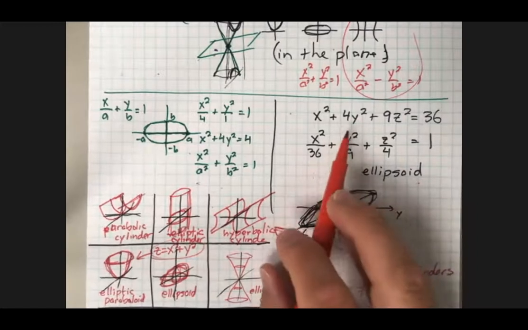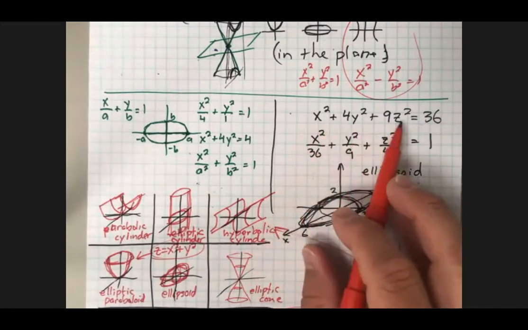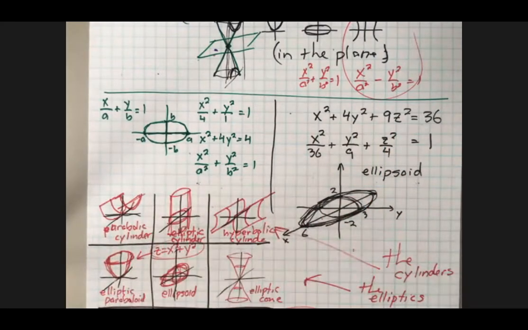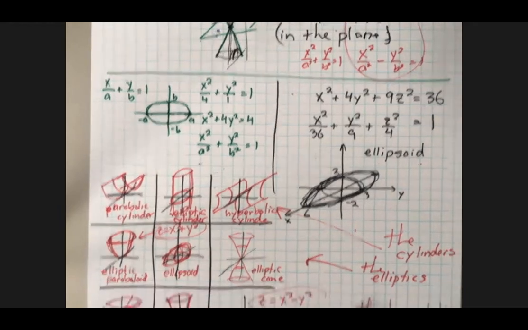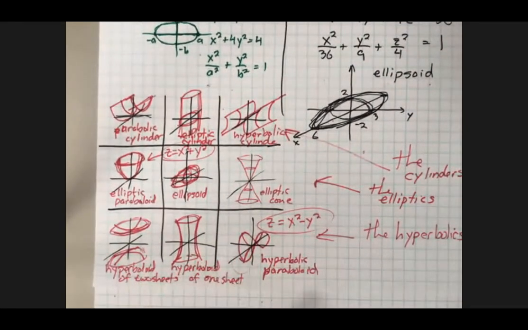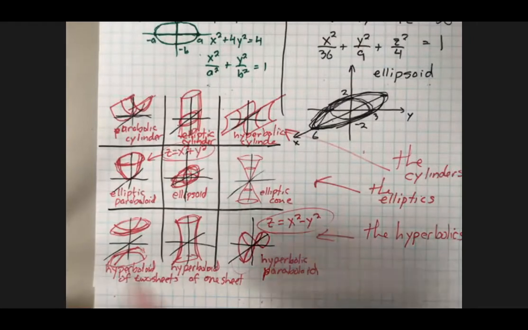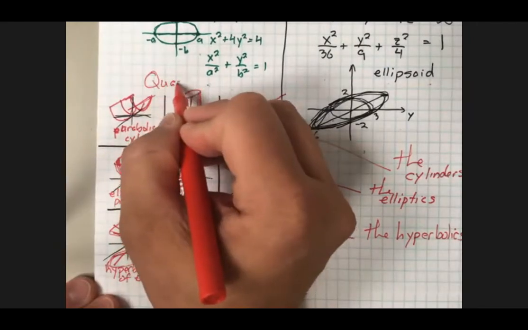So different combinations of numbers, signs, and powers give you what? These nine quadric surfaces. You want to be able to recognize them by their cross sections, and we can talk more about recognizing them later. But these are the nine fundamental surfaces of space. We're going to study surfaces in general, but these are the nine fundamental surfaces in space called the quadric surfaces.